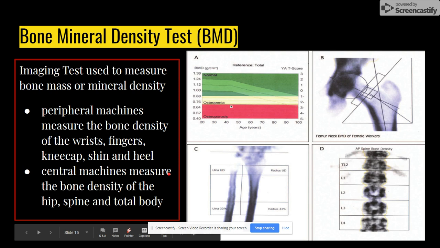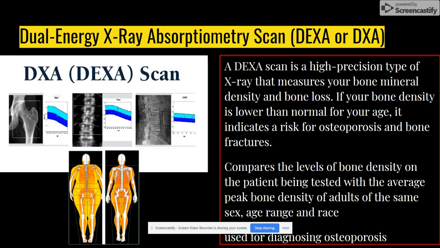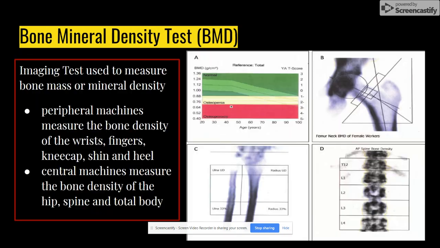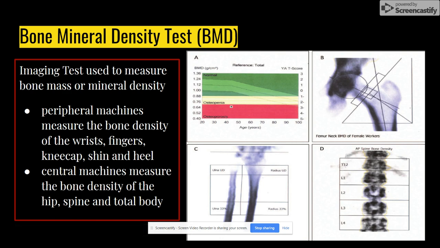But if we need to look at the body as a whole, we're going to use a larger machine, which is a central machine. So that's going to be those hard to read areas like the hip, the spine, or even the whole body. This one is really cool. So the bone mineral density test, I forgot to say this, but it's kind of on the out because we have better technology now, right? This was one that was discovered in the 70s, and while it is useful, we have better equipment now.